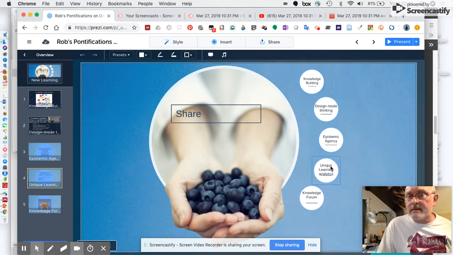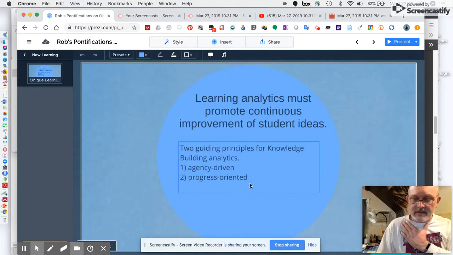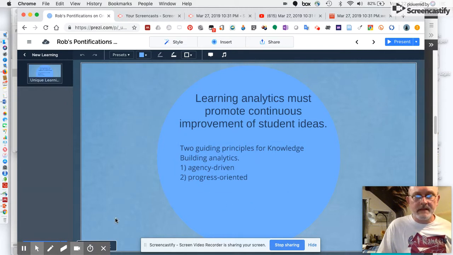Another piece of new learning for me is that the learning analytics need to be unique for the knowledge building community. They have to promote continuous improvement of student ideas. The authors provide 2 guiding principles for knowledge building analytics. That is, they have to be agency driven and they must be progress oriented. They need to capture the feedback on design mode thinking to promote that continuous improvement of the student ideas. So it has to somehow demonstrate that students collectively grapple with high-level ideas and emergent knowledge structures, such as choosing which lines of inquiry to follow. So student choice is so very important in this entire process.